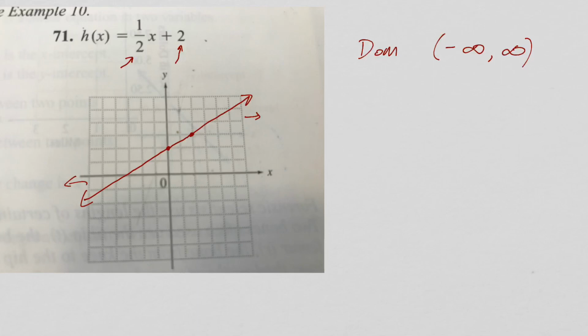Okay, here's our y-intercept. Here's our slope, rise 1, run 2, and we draw our line. And the domain is negative infinity to infinity, because it's going left and right forever. And the range is also negative infinity to infinity, because it's going up forever and down forever.